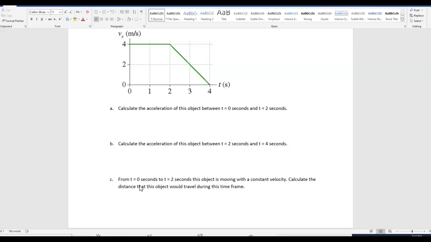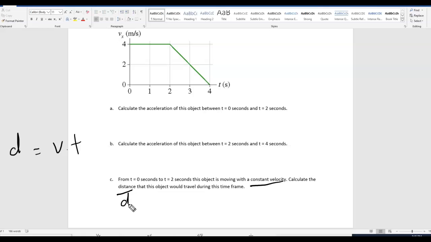Question C says from t equals 0 seconds to t equals 2 seconds, that is during the first segment, this object is moving with a constant velocity. Calculate the distance that this object would travel during this time frame. Now, we haven't done this exact type of question before, but the hint here is if we want to calculate distance and we know that it's constant velocity, remember, when you have a constant velocity situation, there is only one equation that applies, and that is d equals v times t. That is the only equation there is for constant velocity.